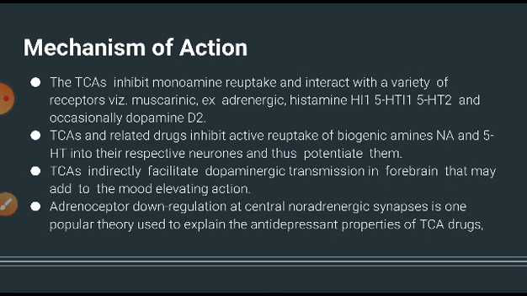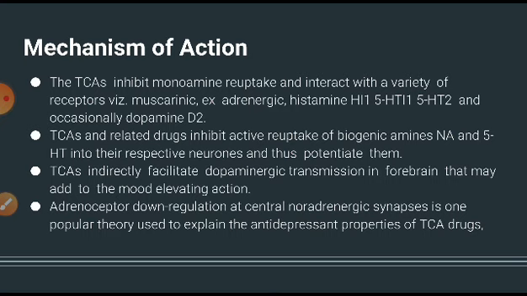TCAs indirectly facilitate dopaminergic transmission in the forebrain that may add to the mood elevating action. So here also they facilitate dopaminergic transmission, making dopamine more available for its action. The role of dopamine is in mood, so it will help in mood elevation.